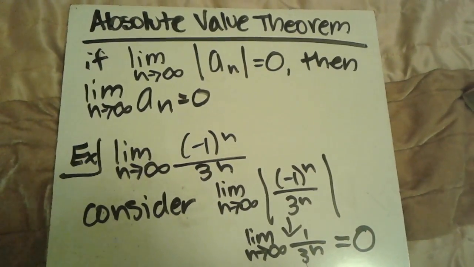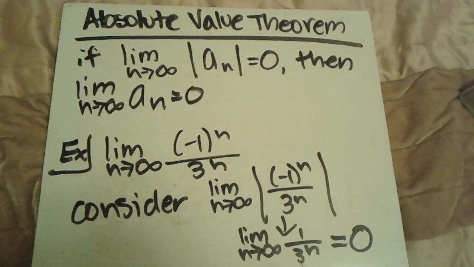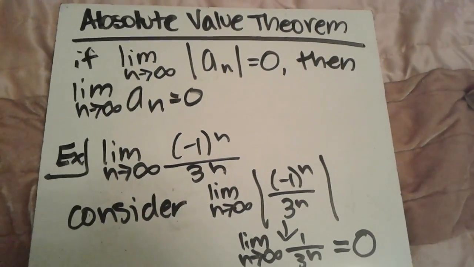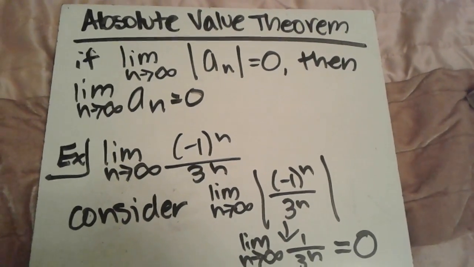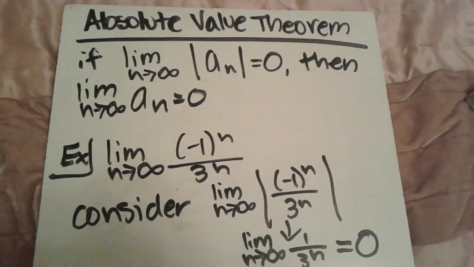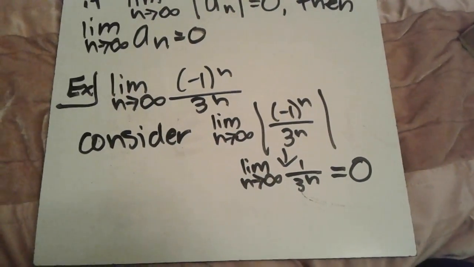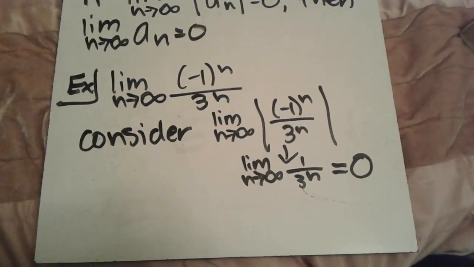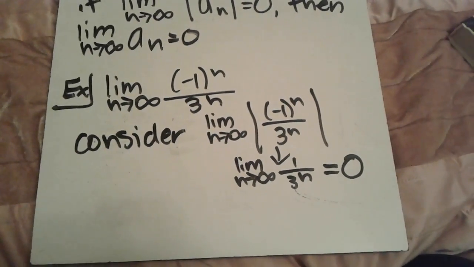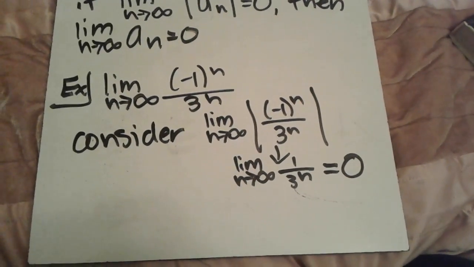An important theorem to know is the absolute value theorem. This is, if the limit as n approaches infinity of the absolute value of a of n equals 0, then the limit as n approaches infinity of a of n would equal 0. An example of this would be the limit as n approaches infinity of negative 1 to the nth power over 3 to the nth power, which is given to you as your original function.